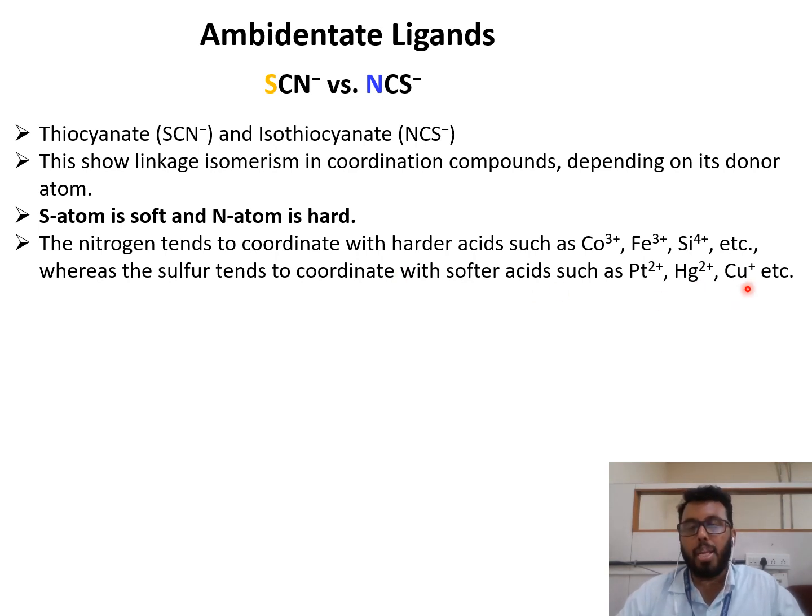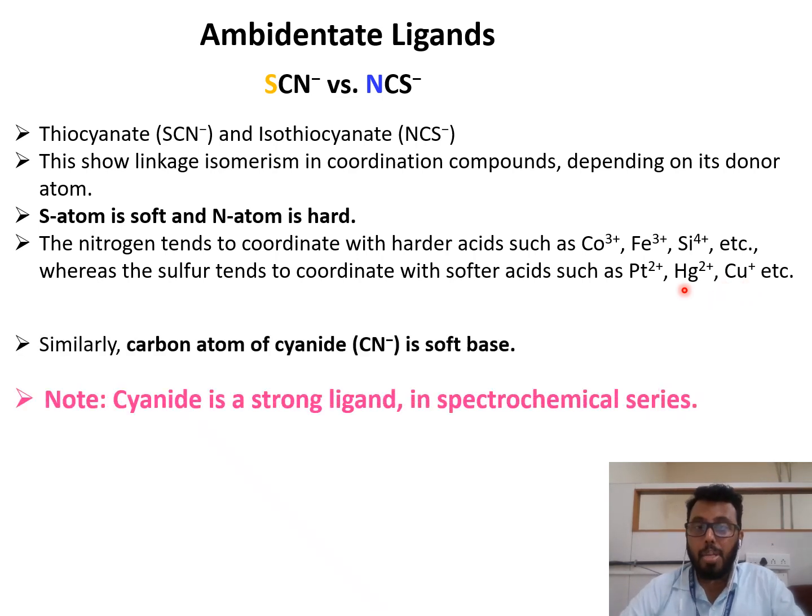That's why copper exists in the form of copper sulfide or mercury sulfide. Similarly, the carbon atom of cyanide is also a soft base. That's the reason. Instead of SCN, NCS, if you are having cyanide binding through carbon, it is also a soft base. So it can bind with soft acids like platinum, mercury, and copper.